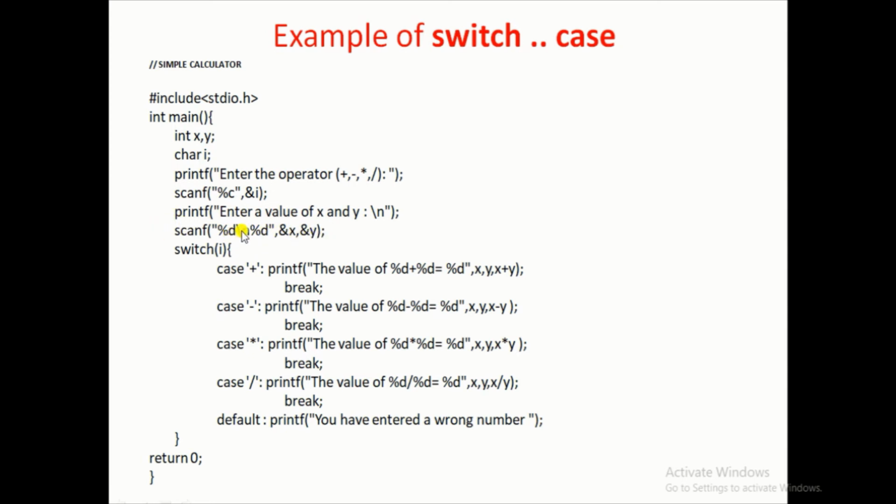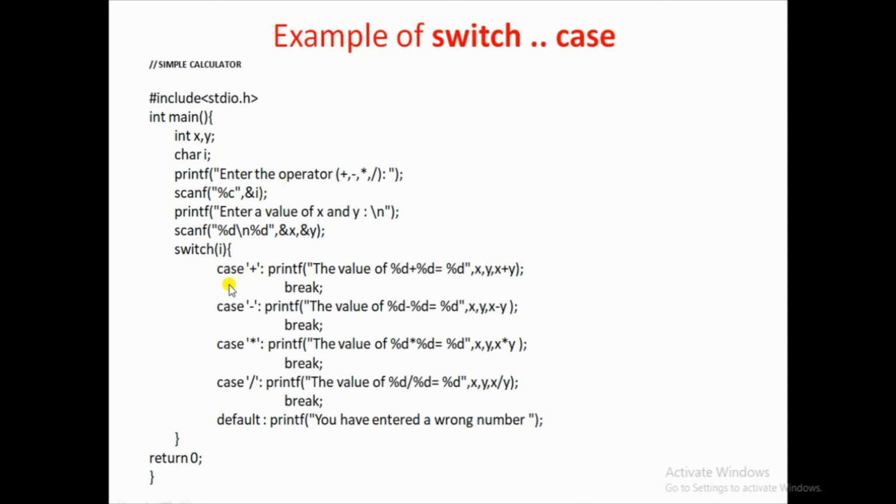So case 1 is addition. So print the value of %d plus %d, that is x and this value is y, and we make the addition between x and y. And break. Case 2 is subtraction. Whenever we match the cases or labels, we have to write them similar to the expression, whether it is integer type or character type according to our needs.